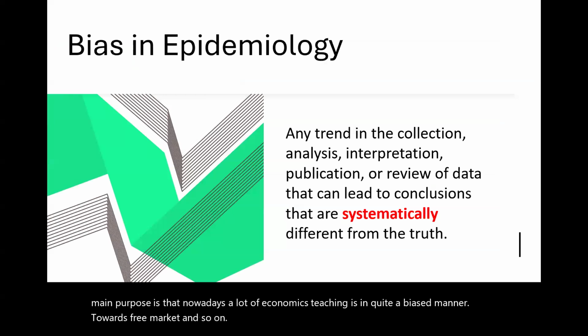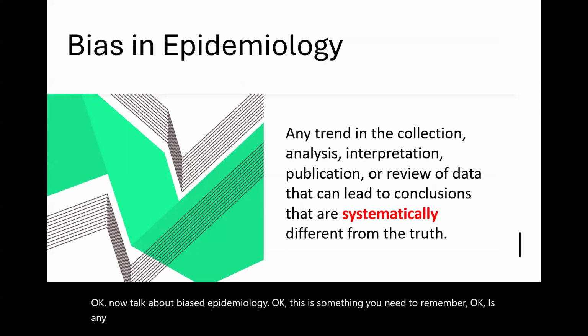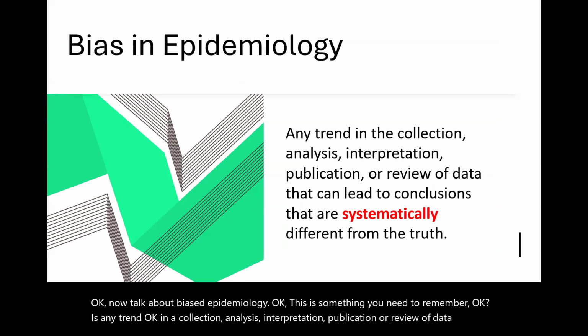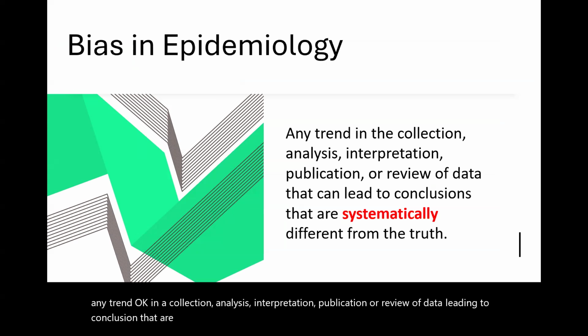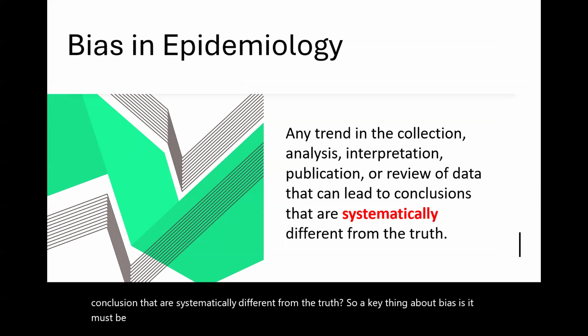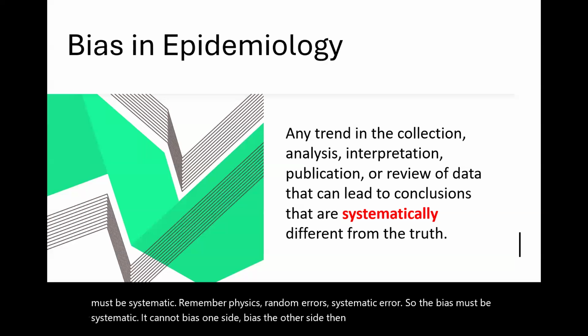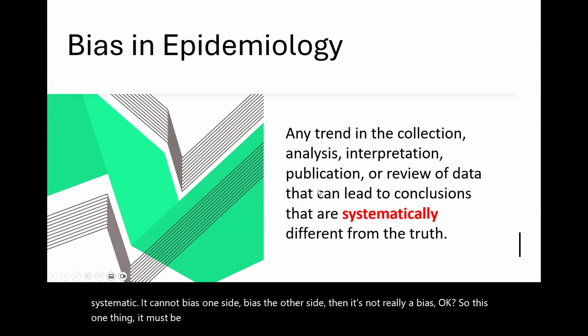Okay, now we talk about bias in epidemiology. This is something you need to remember. Bias is any trend in the collection, analysis, interpretation, publication, or review of data, leading to conclusions that are systematically different from the truth. So a key thing about bias is it must be systematic. You remember physics? Random errors, systematic errors. The bias must be systematic. It cannot bias one side and then bias the other side, then it's not really a bias. It must be systematically different from the truth.